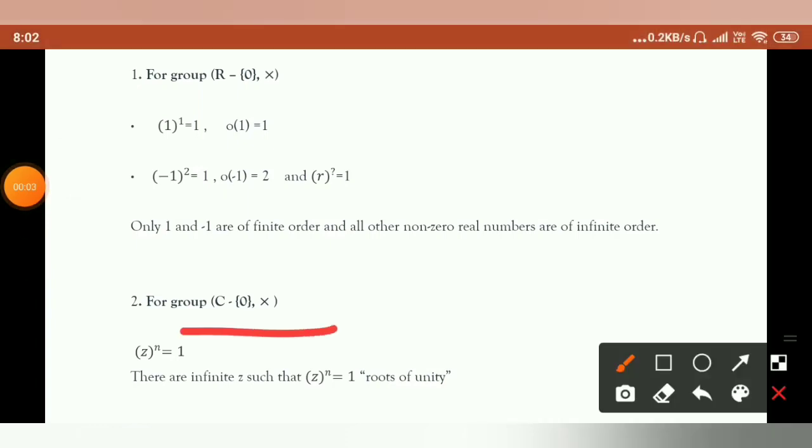Now in this group of non-zero complex numbers under multiplication, we need the number n such that z raised to power n is 1. So that is the property or definition of order. So what is such n? Can we find this? Yes, because this equation is solvable for complex numbers, and this we can solve by using De Moivre's theorem. So these are the nth roots of unity. Therefore we can have many elements which have order n.